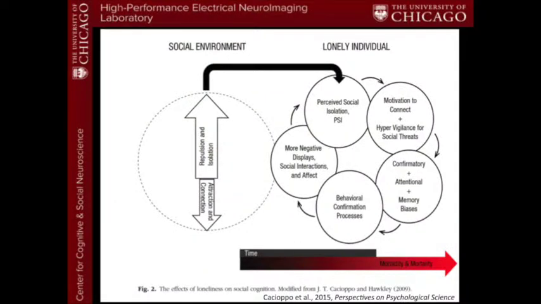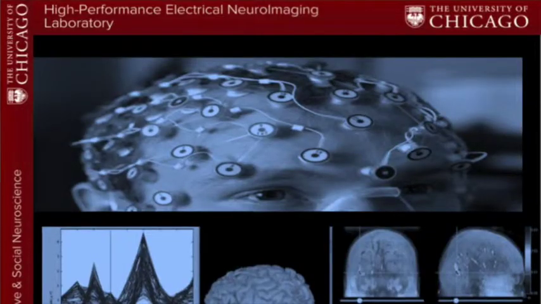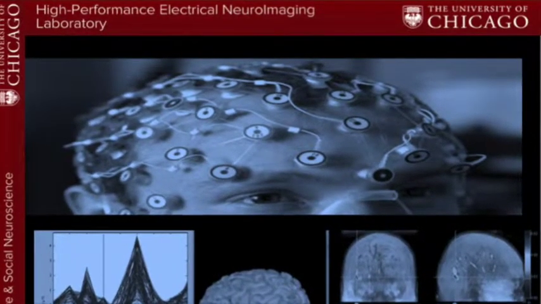The evolutionary model of the effects of perceived isolation on the brain, as well as a growing body of evidence, suggests that loneliness promotes automatic self-preservation, including an increased implicit hypervigilance for social threat that should be observed in the early stages of information processing. However, this hypothesis has not been tested previously in electrical neuroimaging studies.